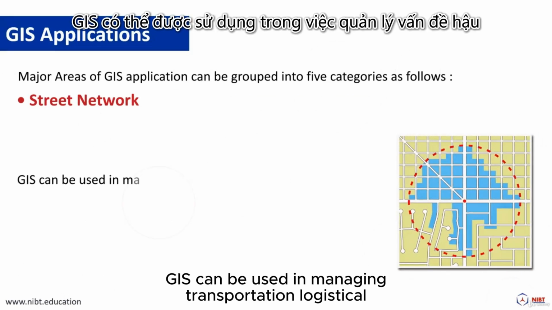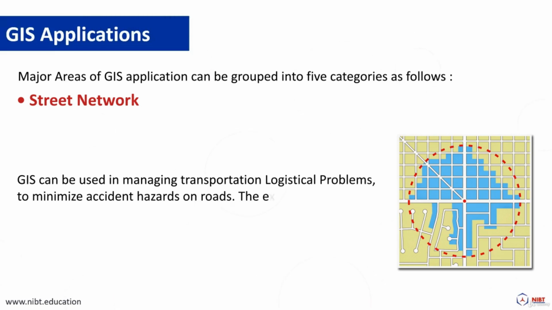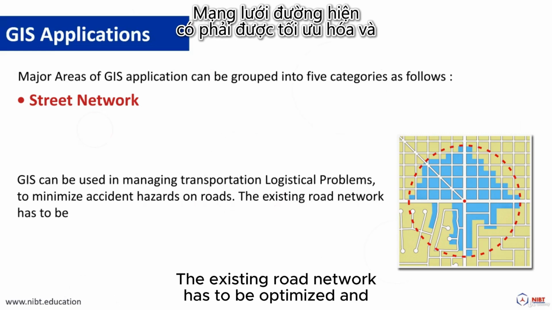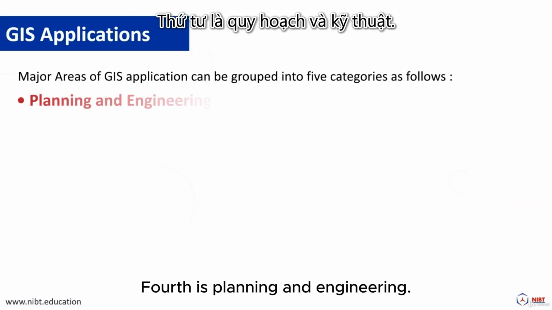GIS can be used in managing transportation, logistical problems. To minimize accident hazards on roads, the existing road network has to be optimized and also the road safety measures have to be improved. Fourth is planning and engineering.